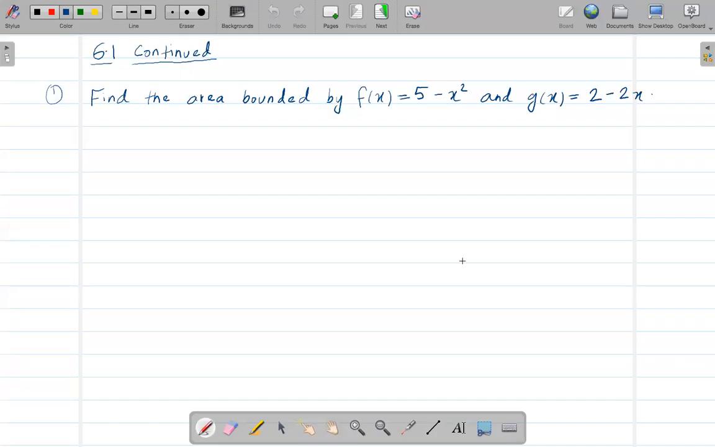Hello. So again, this is section 6.1. I'm going to continue this section. So in this lecture, I will be doing two more examples. All right, so the first one is, okay, so it's given here.